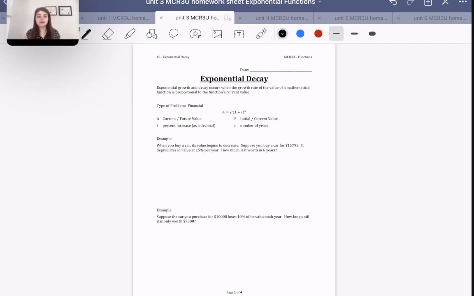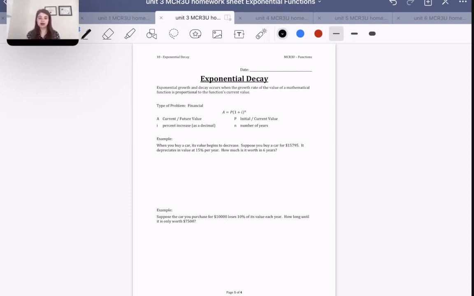So, last time we talked about exponential growth, right? When something grows at an exponential rate. This time we'll talk about exponential decay. Just like with exponential growth, it grows faster and faster as time goes on. With decay, it actually decays the most in the first time period and then decays less and less and less in the future.